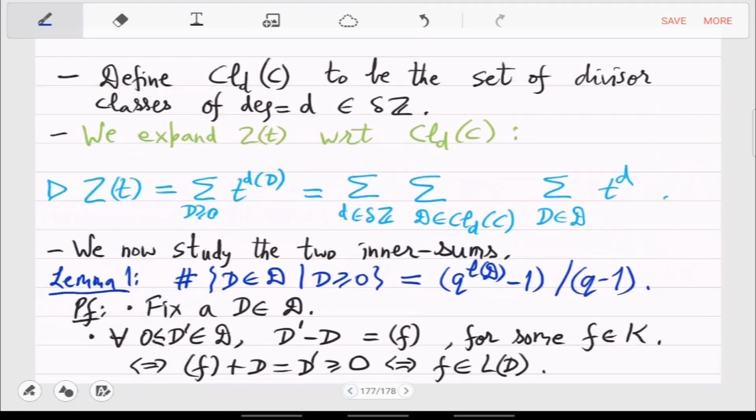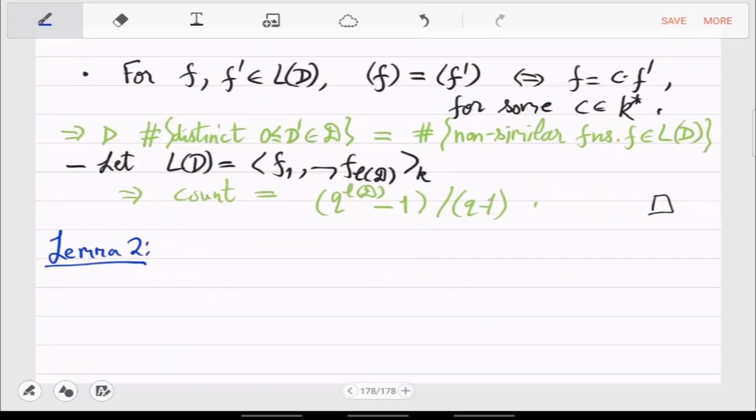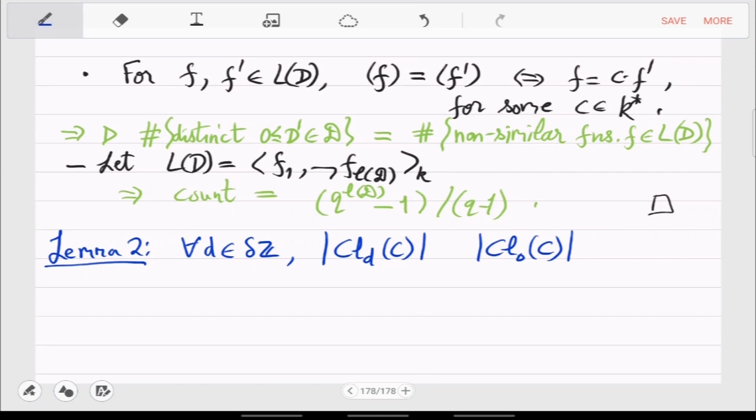So what is the size of CLD? That's the question. What we will show is that for all correct degrees, CLD and CL0, what is the relationship between them? You would expect equal, so they are equal. And so it's finite.